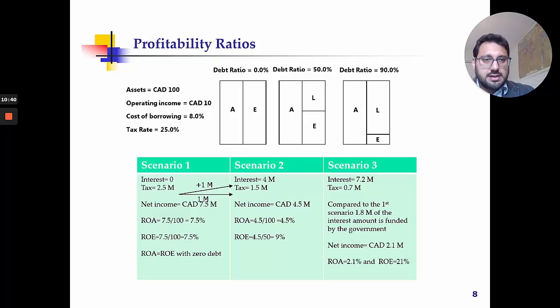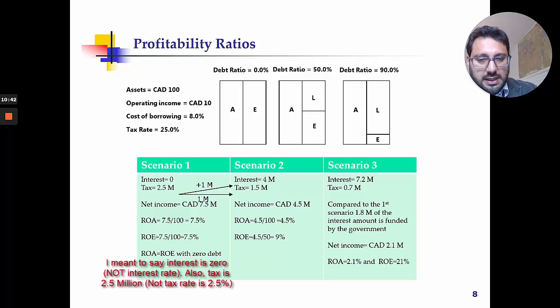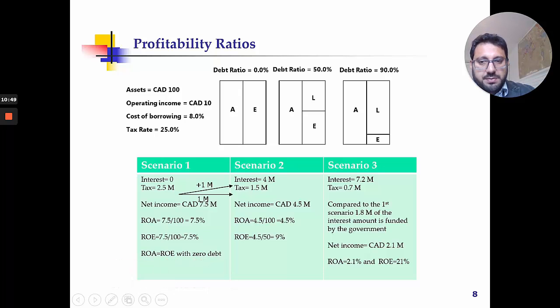In the first scenario, interest is 0, tax is 2.5 million, and net income, if you see over here, is 7.5 million. So the return on asset is 7.5%, and the return on equity is 7.5%. Both ROA and ROE are equal with 0 debt in this case. Come to the second scenario.